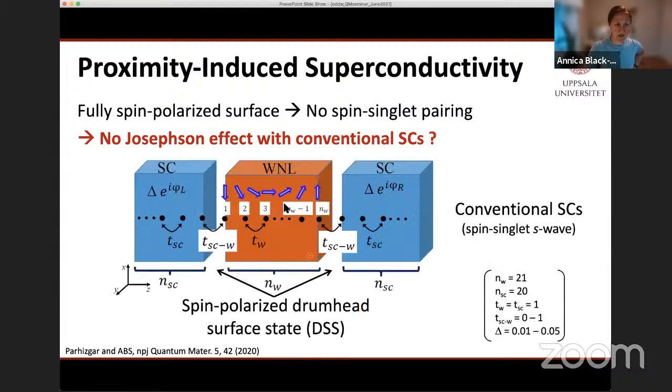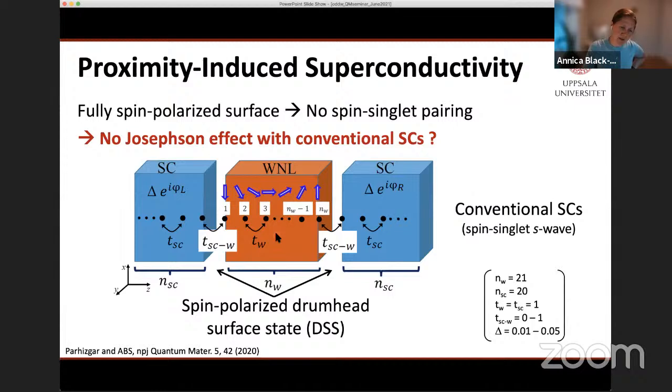So here's a structure we're thinking of. You take the Weyl nodal loop and you put two superconductors on it. So the question is, should you get the Josephson effect? Well, if you don't believe in odd frequency superconductivity, you wouldn't get anything in the system, because you have a fully spin polarized spin down state here and a fully spin polarized spin up state here, and you put on a spin singlet superconductor, you shouldn't be able to tunnel any spin singlet pairs in here.